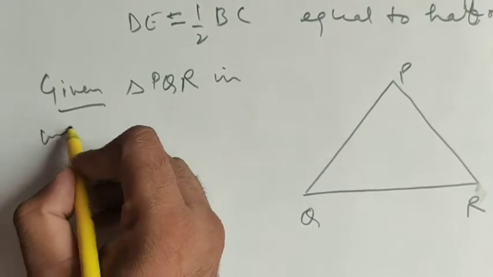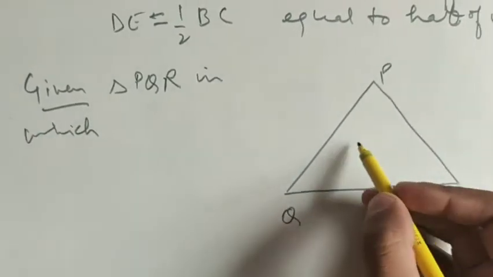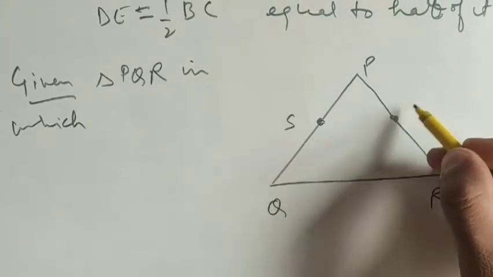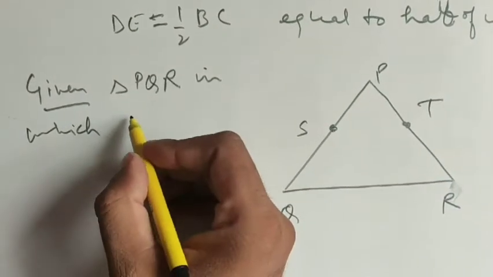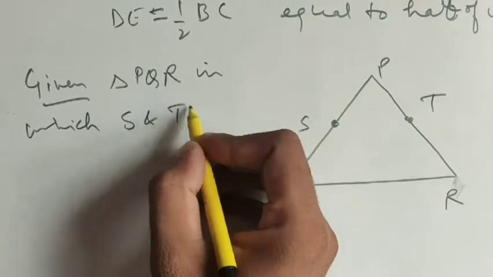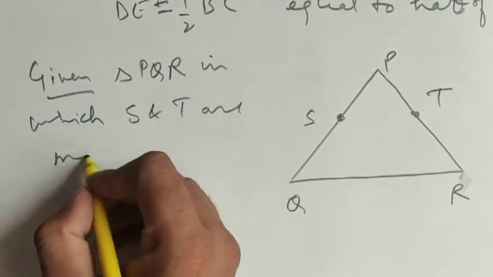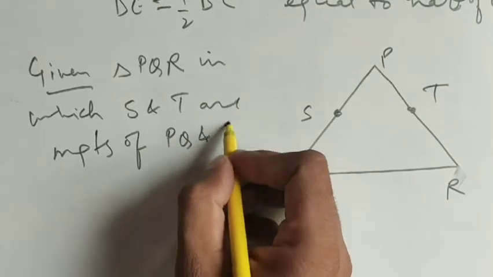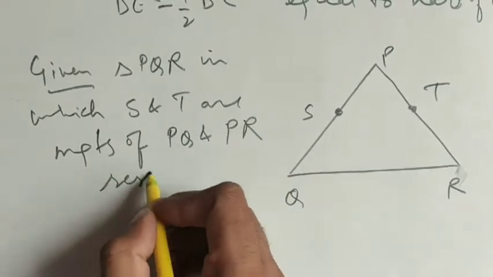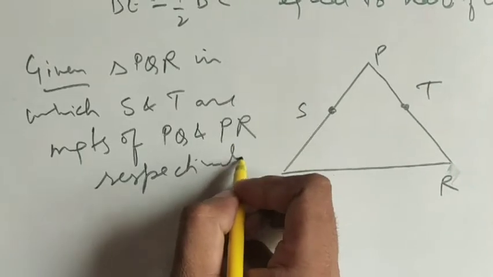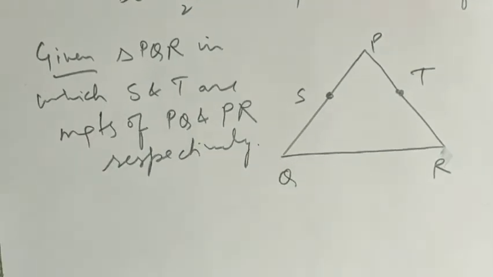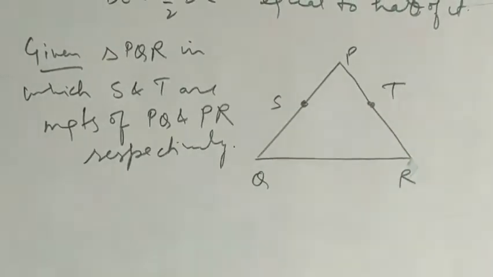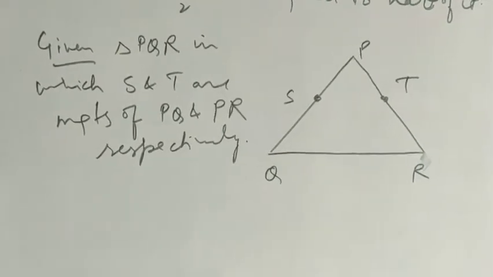in which, suppose this S and this T, in which S and T are midpoints of PQ and PR respectively. Okay, S and T are the midpoints. This is given to us.